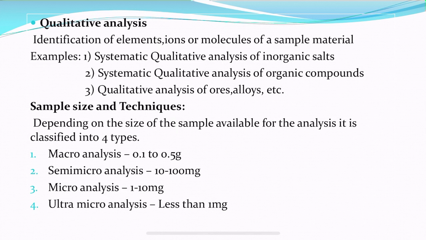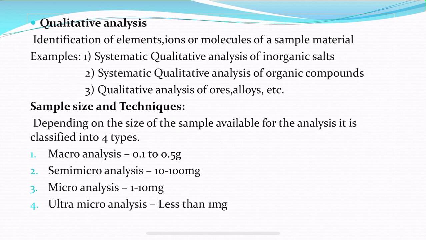So here a sample material is subjected to a series of chemical reactions. We are going to perform a series of chemical reactions, and the identification of the constituents is done on the basis of qualitative observation of the chemical reaction. The systematic qualitative analysis is governed by principles like solubility in a solvent, common ion effect, solubility product, etc. These are the main principles involved in a systematic qualitative analysis.